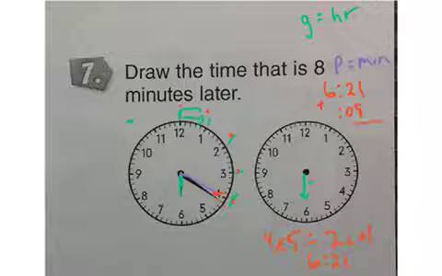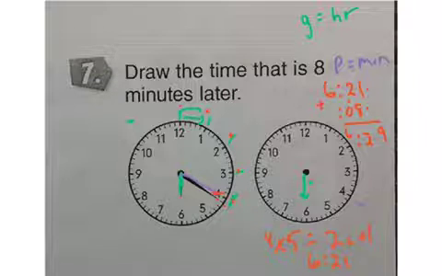Well, this lines up nicely. All I have to do is add 1 plus 8, which is 9. 2 plus 0 is 2. And it stays 6 o'clock. So our new hand has to be at 6:29.